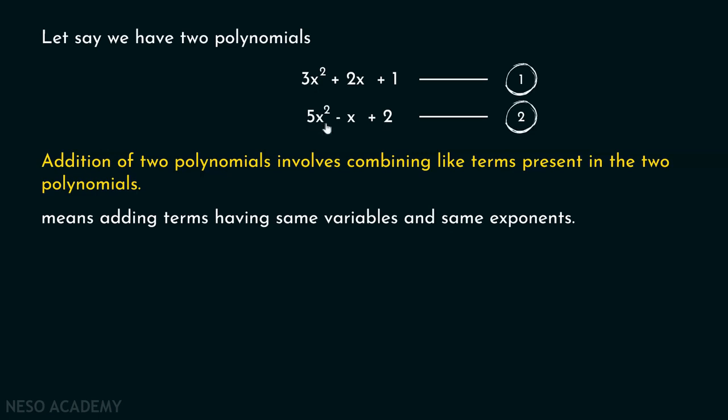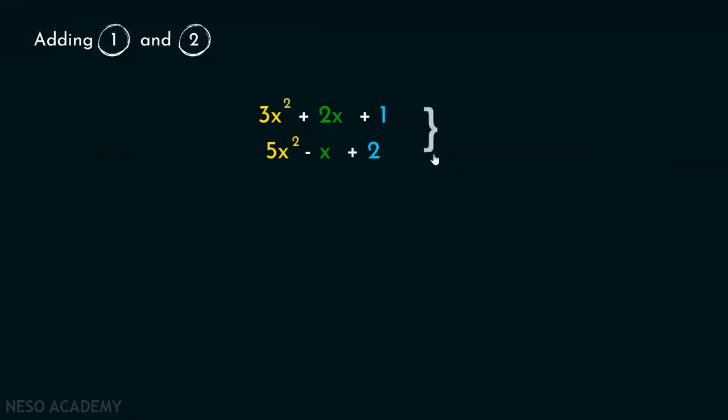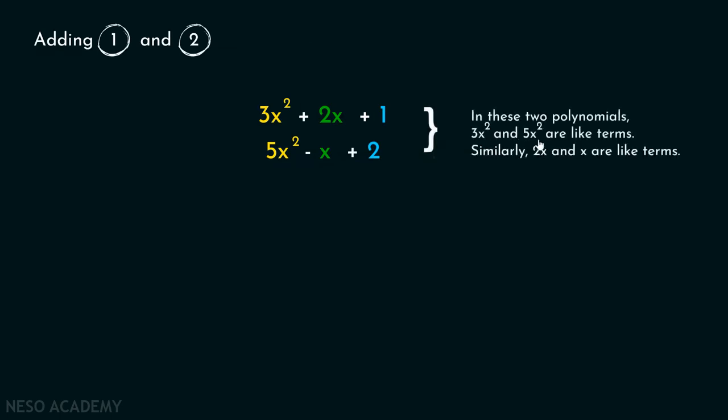Now, what do we mean by this? We must add their like terms, right? Here you can see that 3x squared and 5x squared are like terms because the variables of these two terms are the same and the exponents are also the same. So here we just have to add these two terms. Now here we can see that this is 2x and this is x. Obviously the variables are the same and the exponents are also the same. The exponent of x is 1 and the exponent of this x is also 1. Here we have x to the power 0 and here also we have x to the power 0. Therefore, these two terms are also like terms. It is clear that in these two polynomials, 3x squared and 5x squared are like terms. Similarly, 2x and x are also like terms, and 1 and 2 are also like terms.